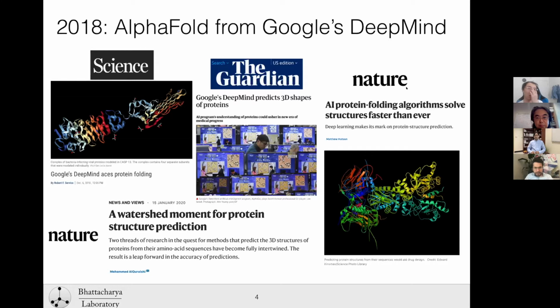Nature magazine says AI protein folding algorithms solve structures faster than ever. Some have gone a step further and argued that this is a watershed moment for protein structure prediction. So in summary, there is a lot of attention that the field of protein modeling has been gaining due to AlphaFold from Google's DeepMind.